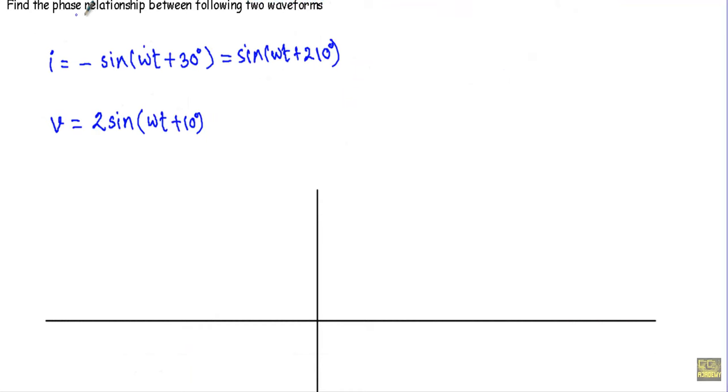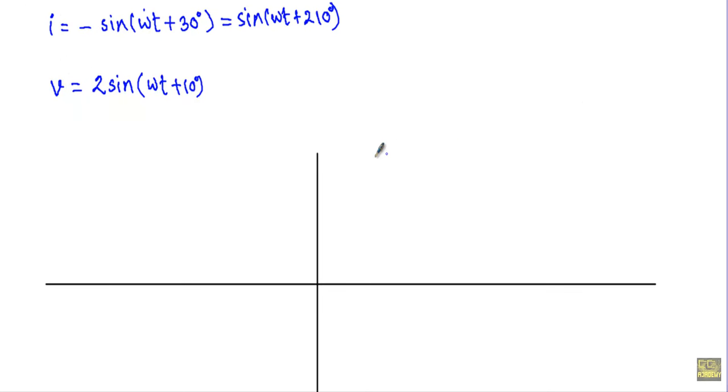See, as we have to find the phase relationship between current and voltage, we can find it by drawing the two waveforms in Cartesian coordinates. Here let's say in the y-axis I will take voltage and current i. Look at the magnitude of the voltage, the maximum magnitude of the voltage is plus 2. Therefore let's say this is our plus 1 and this is our plus 2. This is 0, let's say this is minus 1 and this is minus 2. Let's say in the x-axis I am considering ωt.